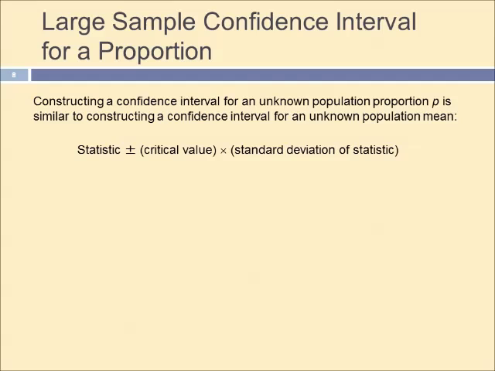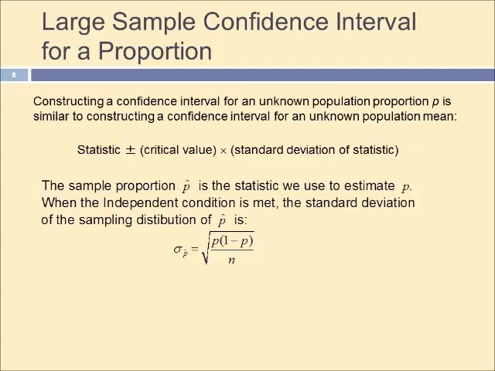So, constructing a confidence interval for an unknown population proportion is basically the same as a confidence interval for an unknown population mean. It's the sample statistic, plus or minus some critical value, times the standard deviation of the statistic. The sample proportion p hat is the statistic we use to estimate the population proportion p. When the independence condition is met, the standard deviation of the sampling distribution is given by this formula.